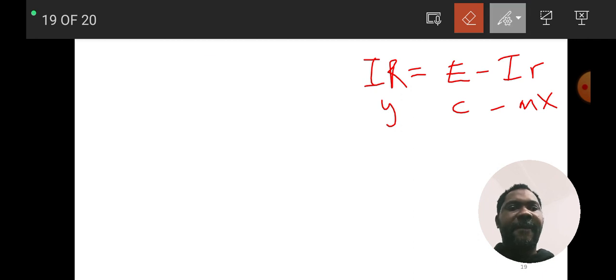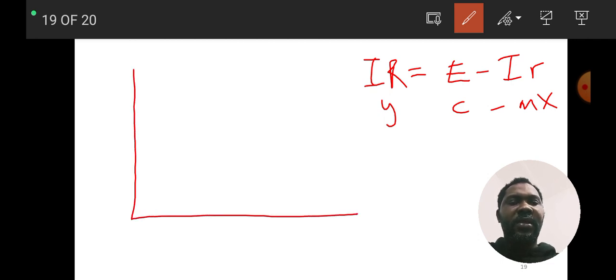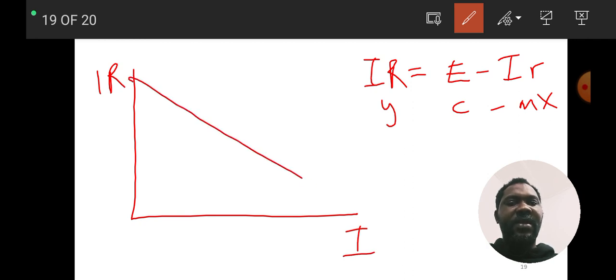Okay, something like this. We're going to plot a graph of y, which is IR, against x. X here is I. The slope is negative, so it's going to slope downwards from left to right.